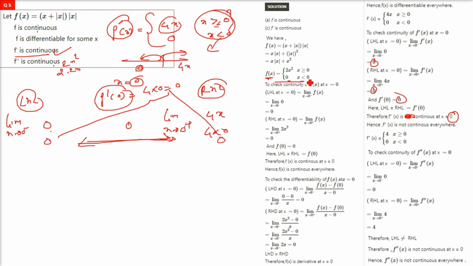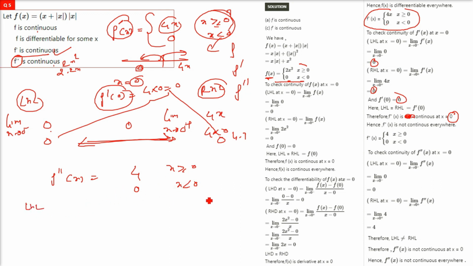So we have to differentiate it again. We started with the function 2x square and 0. Then we said 4x and 0. Now the third one is f double dash x, which is again the differentiation of 4x and 0. So f double dash x, let us take the differentiation of this. So 4 into 1, that is 4. 0 is 0. So for x greater than or equal to 0, it will be 4. For x less than 0, it is going to be 0. Right? So this is the left hand limit and right hand limit for the second derivative.